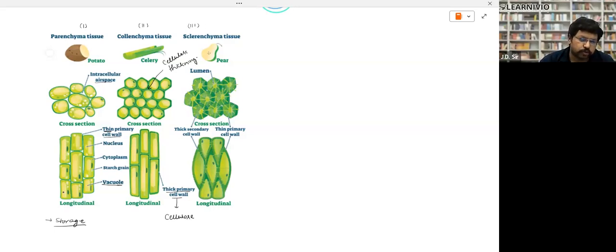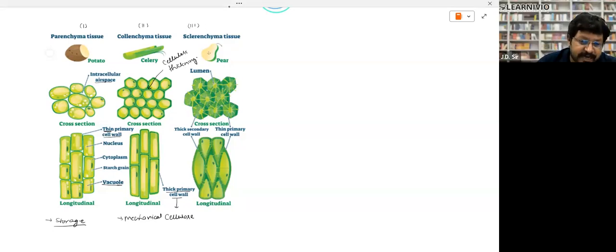Cellulose thickening is due to deposition of cellulose, so they become harder, right? So what is their purpose? They are basically mechanical. Mechanical means they provide strength to non-woody parts, right? We will discuss it in detail. Right now, I am just explaining so that you understand what these tissues are.